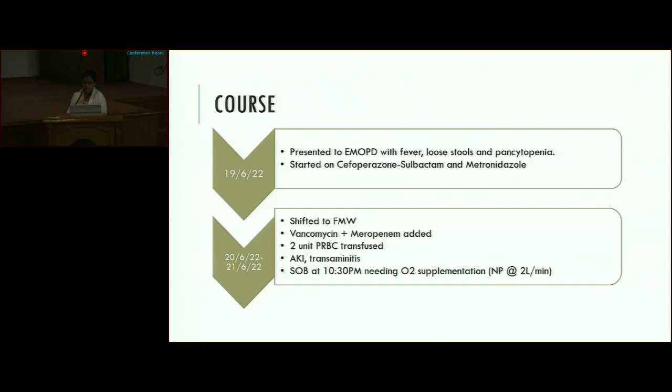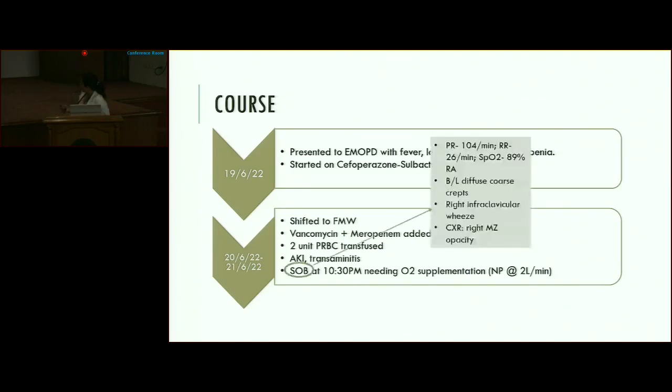So on 19 June, she presented to EMOPD with fever, loose stools, and pancytopenia. Keeping in view febrile neutropenia, she was started on cefoperazone, sulbactam, and metronidazole. On the night of 20th June, she was shifted to female medical ward, and antibiotics were hiked up to vancomycin and meropenem. The next day, she developed AKI and transaminitis. She received 2 units of blood transfusion, but on the same night at 10:30 p.m., she developed shortness of breath requiring oxygen supplementation. At this point of time, vitals documented were tachycardia of 104 per minute, respiratory rate of 26 per minute, and a saturation of 89% under room air.